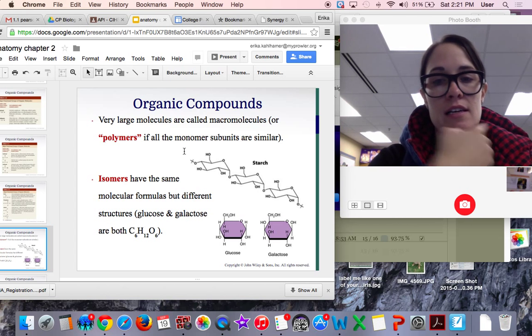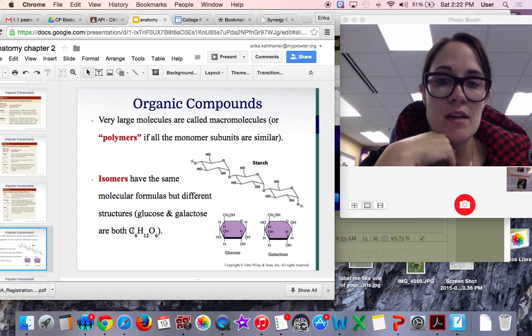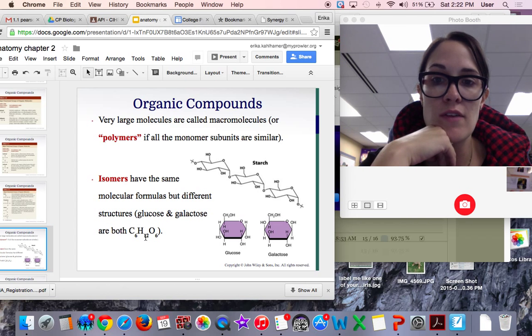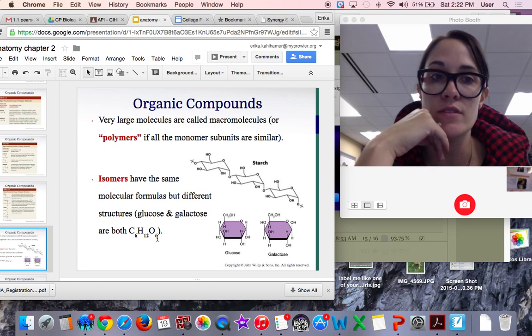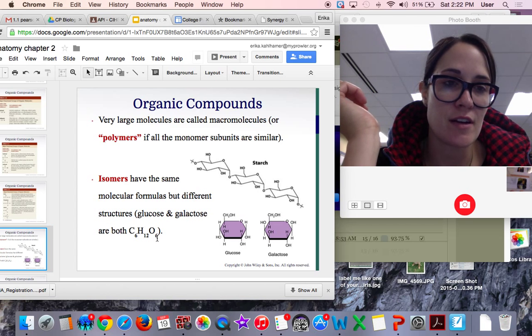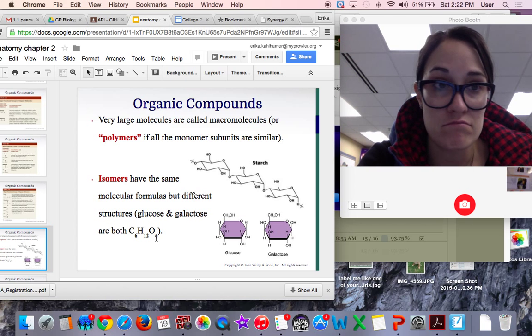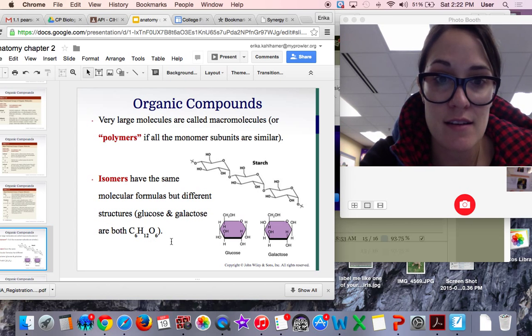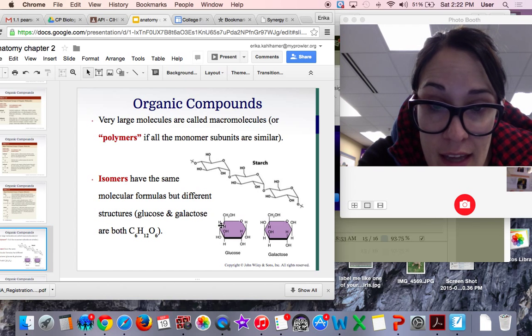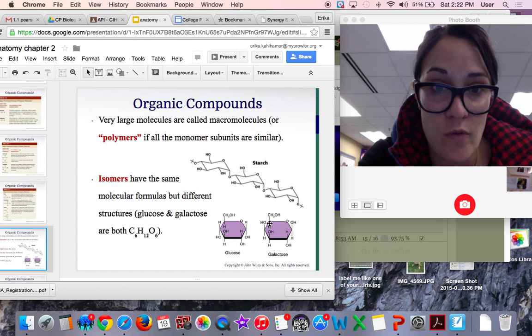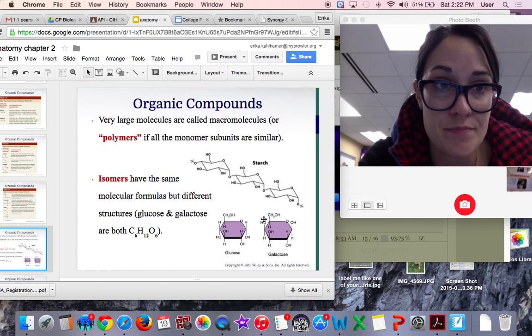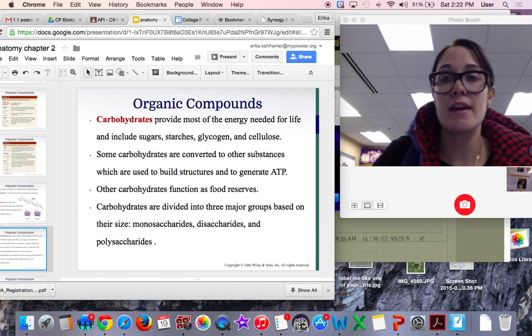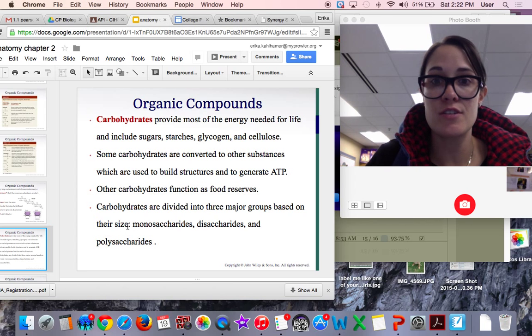Isomers, these are kind of cool. They have the same molecular formula, so that means when you write it out, they have 6 carbons, 12 hydrogens, and 6 oxygens, C6H12O6, but their structural formula is different. That actually makes them different compounds. So here we have 2 different types of sugars, glucose and galactose. They both are C6H12O6, but you can see here, look on the ends. In this case, the hydrogen is up. Over here, the hydroxide group is up, and opposite on the other side. Carbohydrates provide most of the energy needed for life.